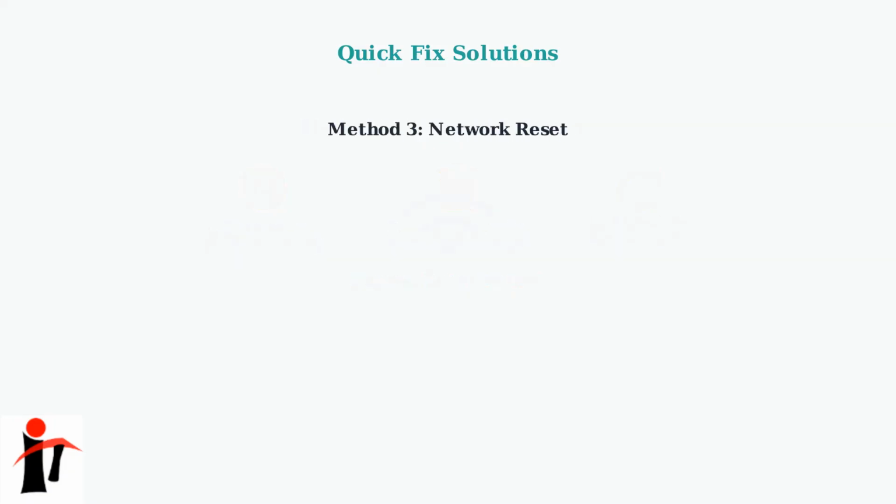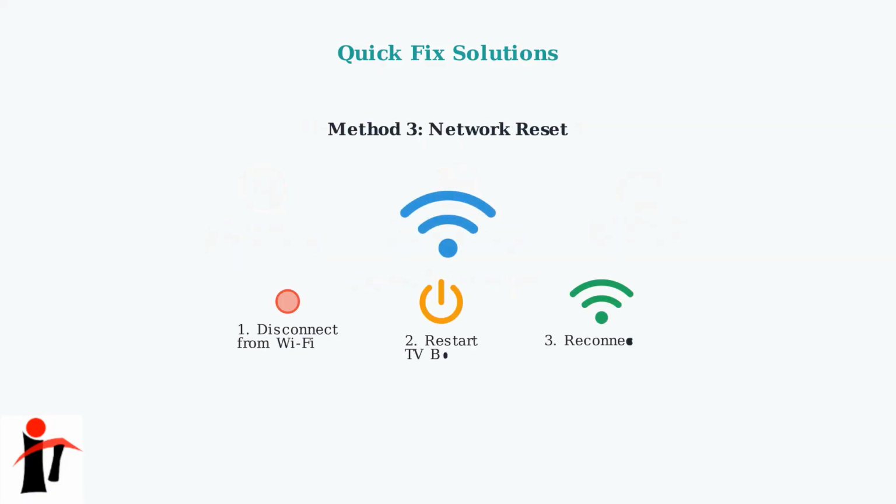The third method focuses on network connectivity. Disconnect from Wi-Fi completely, restart your TV box, then reconnect to your network. This refreshes the network connection and can resolve streaming problems 40 to 50% of the time.